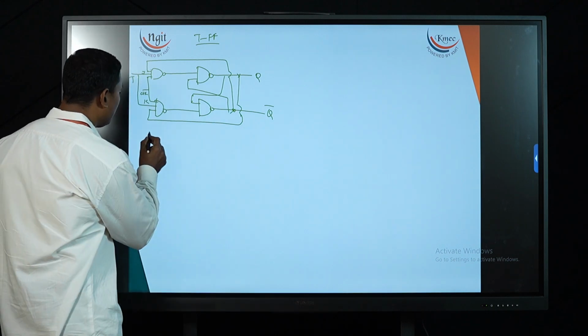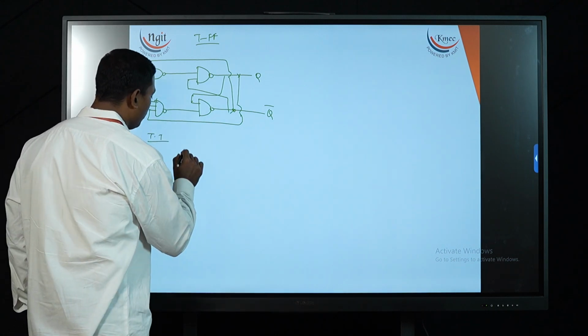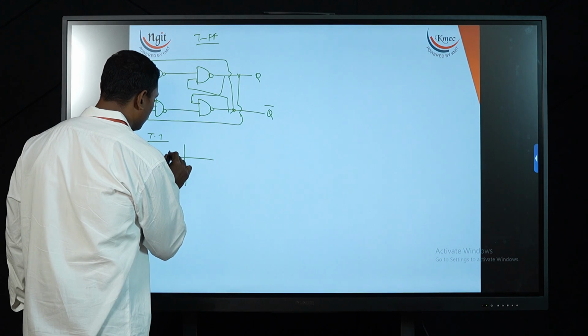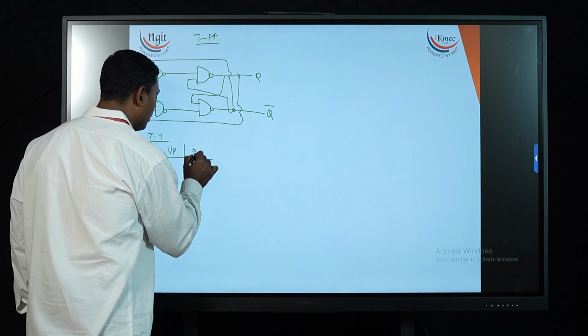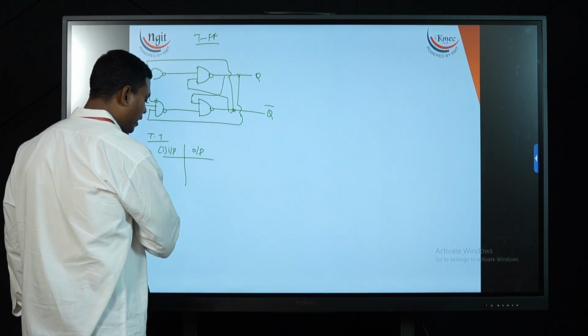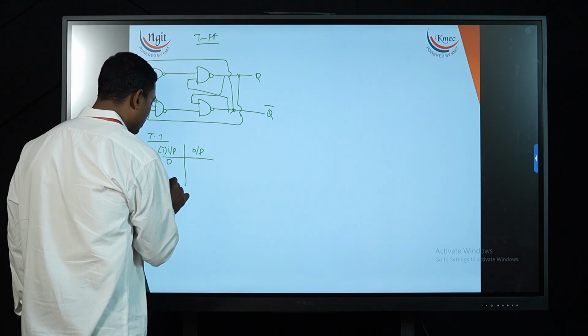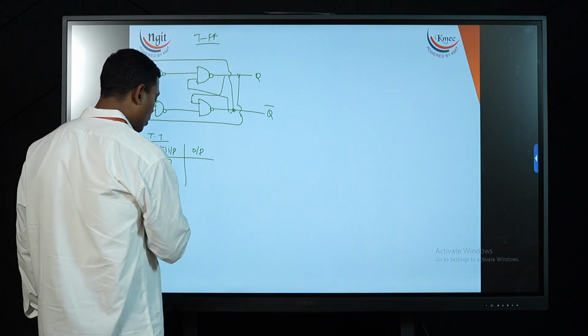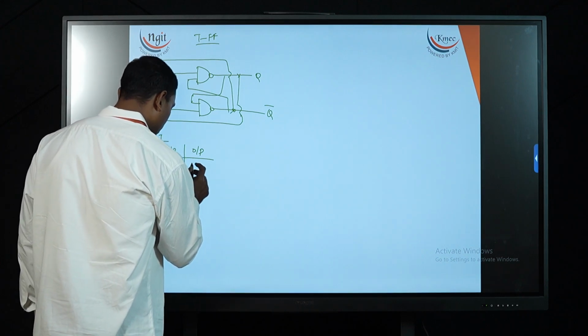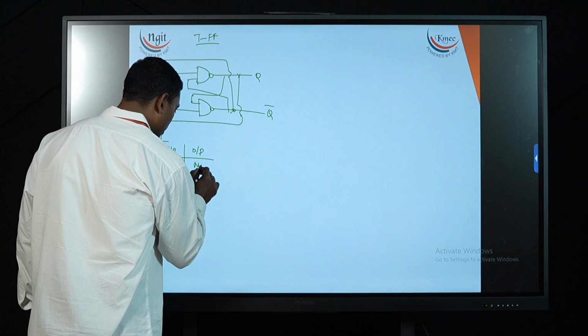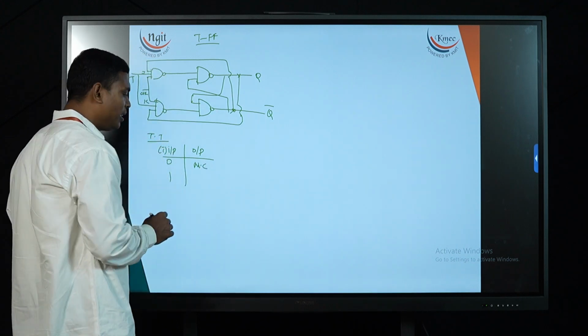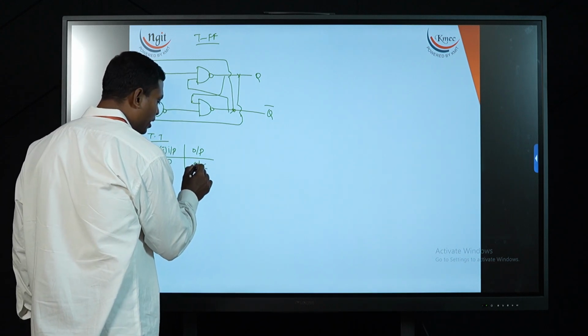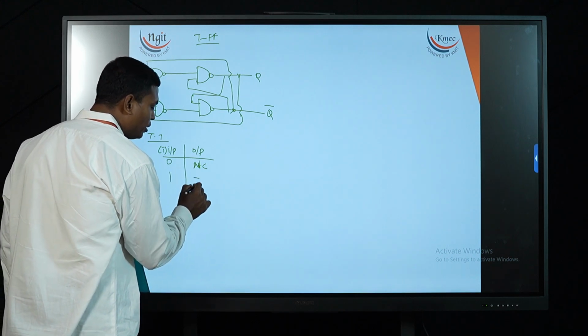Now let us write the transition table. Transition table, my inputs, outputs, that is input is T, right. So for T value to be 0 or 1, either one variable can have only one value, either 0 or 1. For 0 it is going to have no change, means nothing will be changed, same thing is going to be represented, no change. For 1 it is toggle, right.